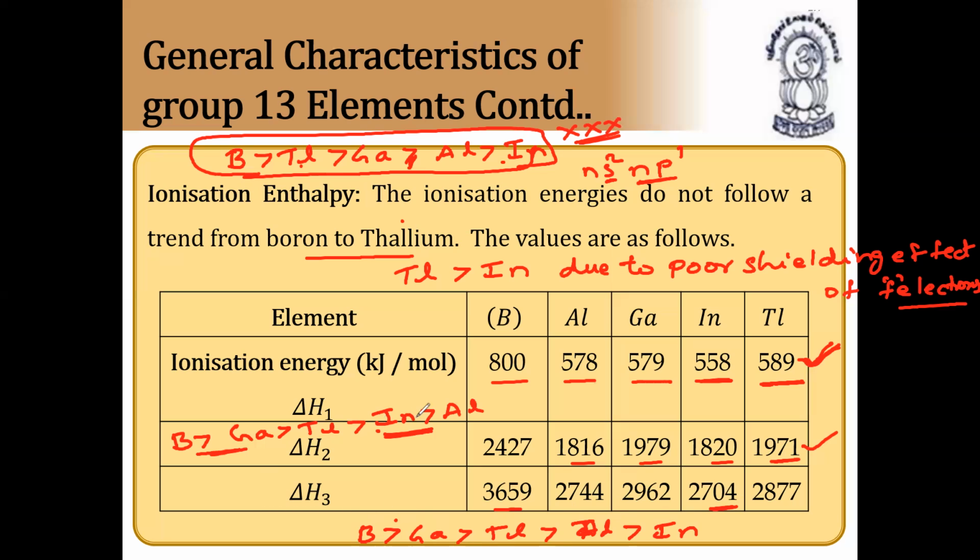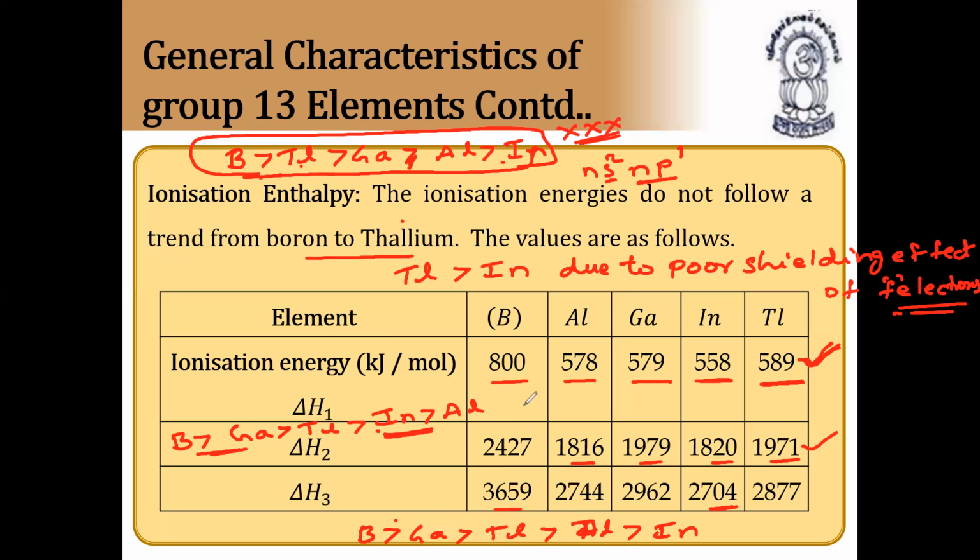for group 13 elements. Please note why the first ionization enthalpy is more for thallium than any other element except boron: due to the poor shielding effect of f electrons. This reasoning is also important, and this order is also important. Generally they'll ask the first only. If they ask for second and third, you can also write.